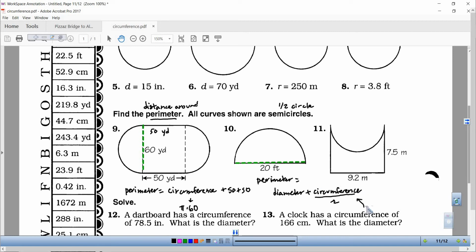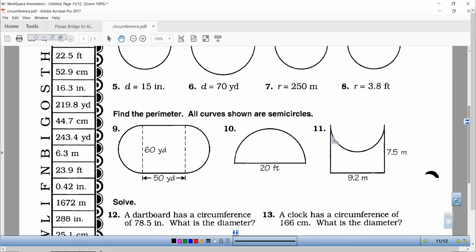Or you could do 1/2 times C. Dividing by 2 is the same as multiplying by 1/2. I hope you all know that by now. So the diameter, which was 20, plus the circumference, which is pi times the diameter, divided by 2. All right, and again, I'm going to let you do that one on your own.